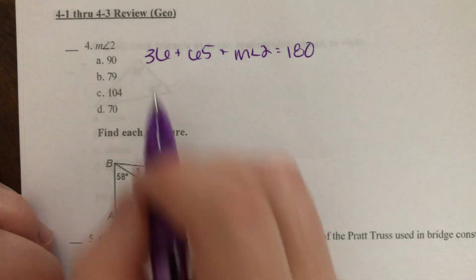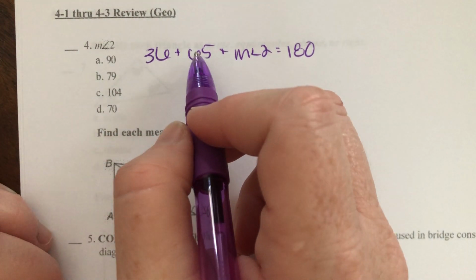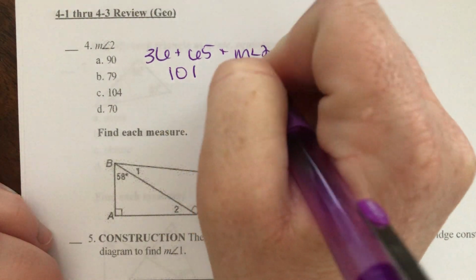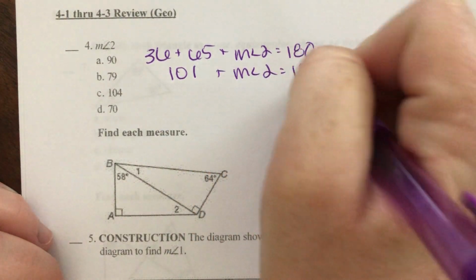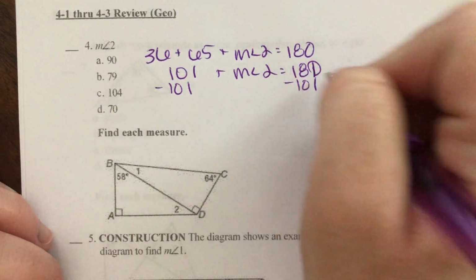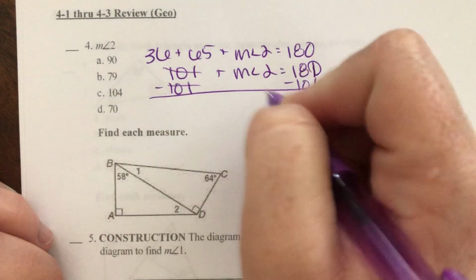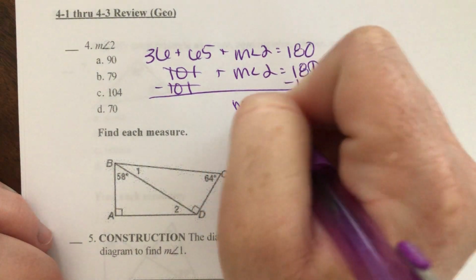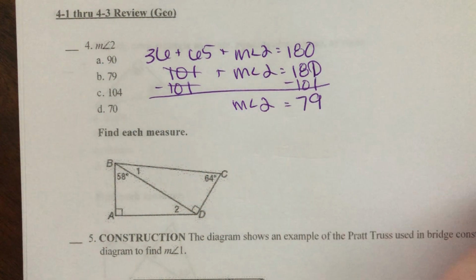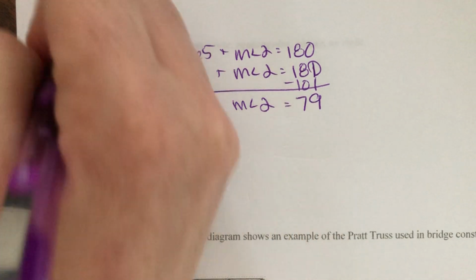And then we combine like terms. 36 and 65 is what, 101? Minus 101 on both sides of the equal, oh, why did I write 181? Because I said 101. Did your brain ever do that? Do stuff you don't give it permission to do, right? 79 degrees, so that's B.